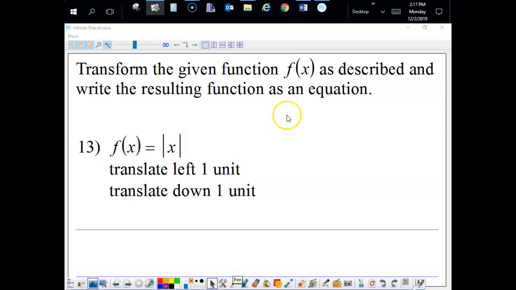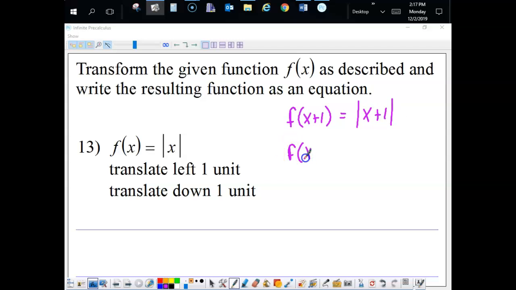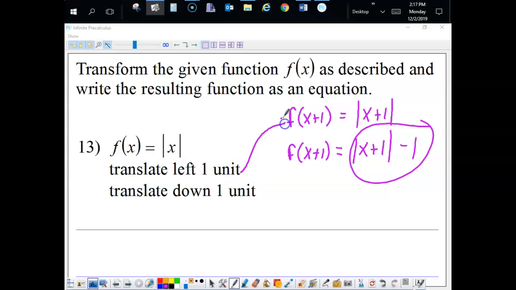So here we go. If I were to translate left 1 unit, what is that? Plus in the parentheses. And down 1 unit. So I think you guys have got it pretty good. So this translates it left 1 unit, and that one. Oh, I forgot my -1 here.